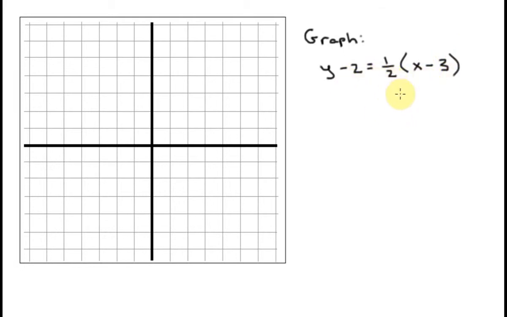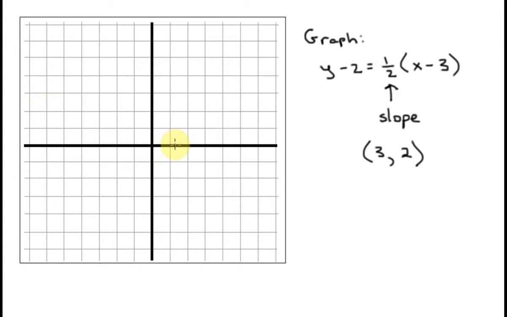So I would recognize that the 1/2 is the slope of the line. So I know exactly how steep to draw the line, and now I need to know a point the line is passing through. The x coordinate is positive 3, and the y coordinate is positive 2. Now that's a point on the line.